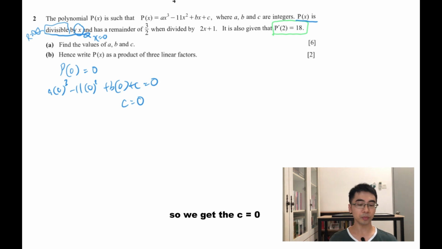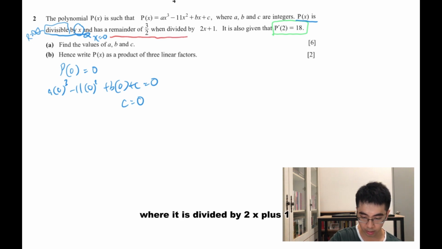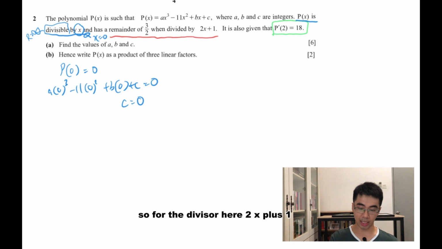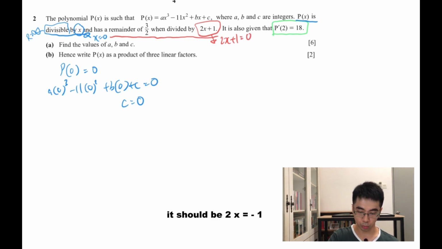must be 0. And next we come to the next sentence, the remainder of 3 over 2 when it is divided by 2x plus 1. So again, for the divisor here, 2x plus 1, we need to set it to be 0. So what should be the value we need to substitute? It should be 2x, which should be negative 1. So x should be negative 1 over 2.